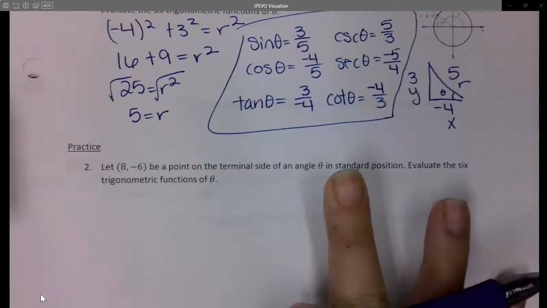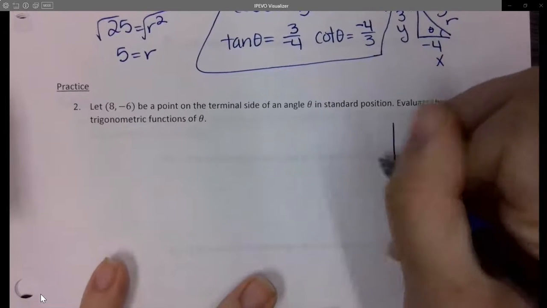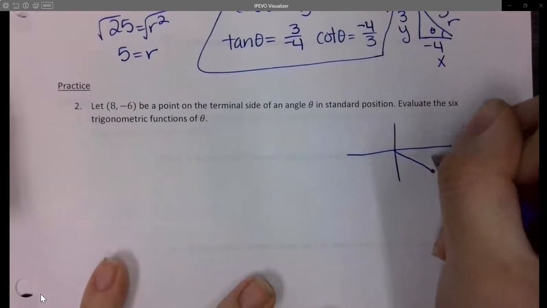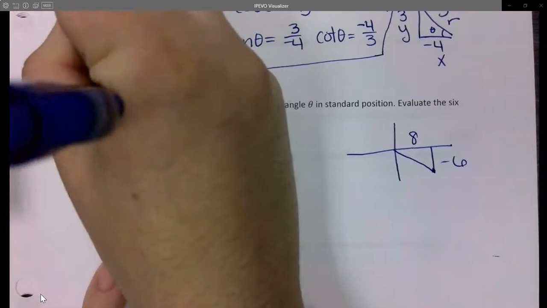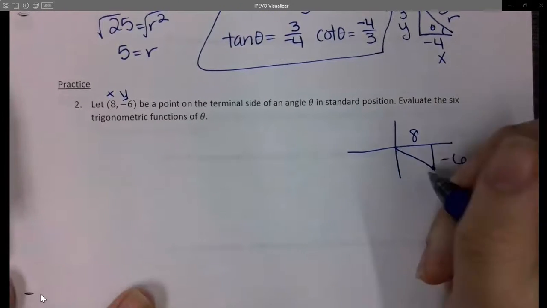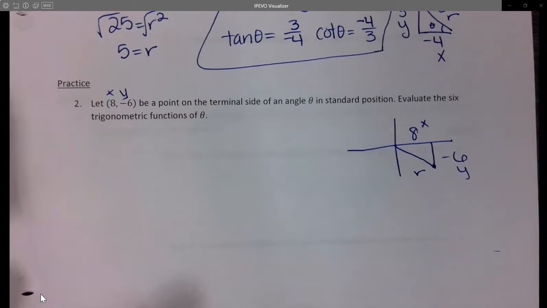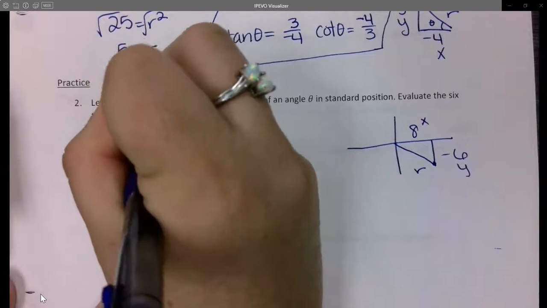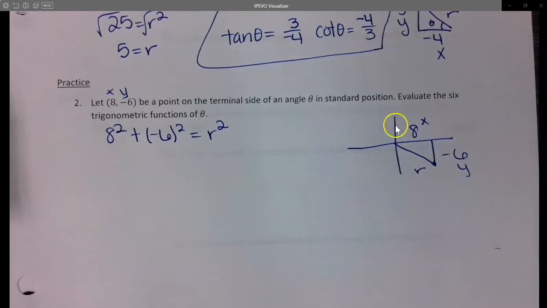Okay. So number 2 tells me 8, -6 is a point on the terminal side. What I would want to do is plot this point like it's on the graph, and then connect it to make a triangle. I have 8 for my x, -6 for my y, and then I have my radius that I still need to solve for. So the first thing I want to do here is plug into my Pythagorean theorem. I'm going to have 8 squared plus -6 squared equals r squared.